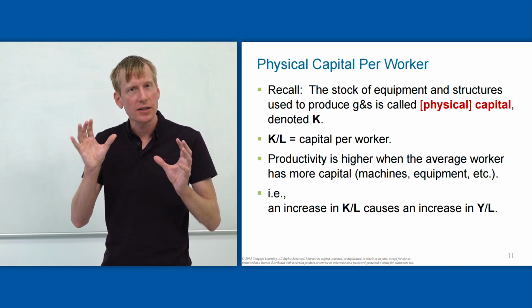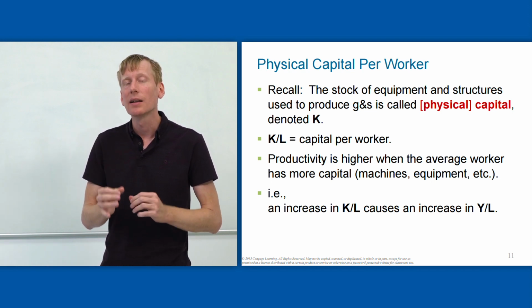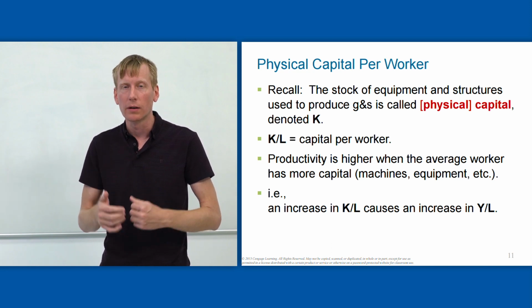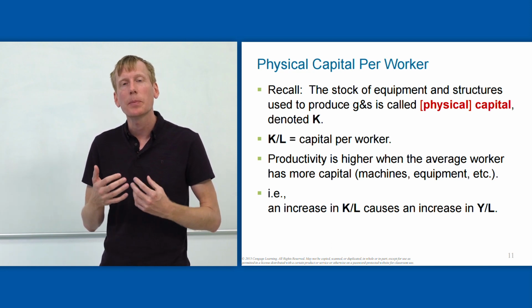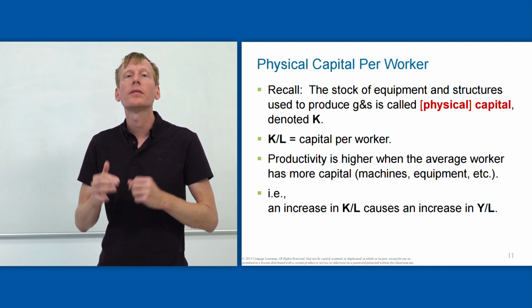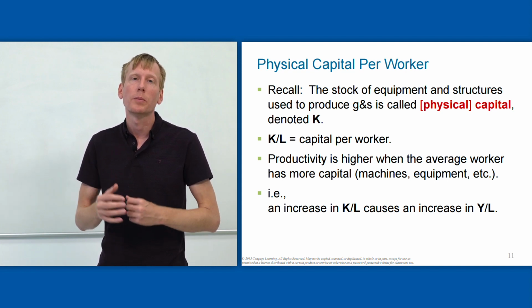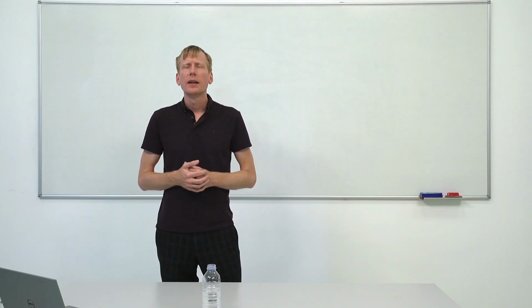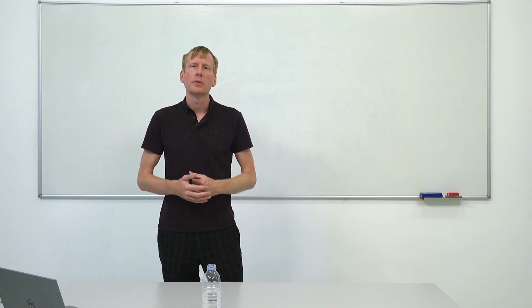So K, physical capital, divided by L, the number of workers, is physical capital per worker. And we say that physical capital per worker is one of the key determinants of output per worker, or productivity, Y over L.